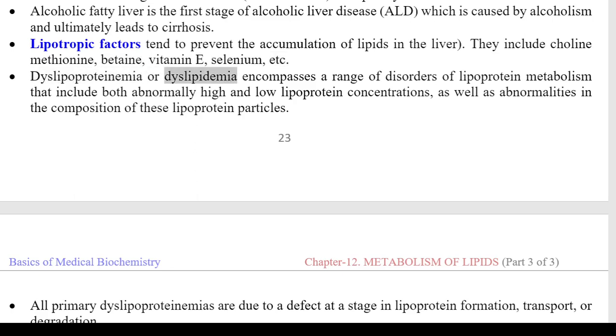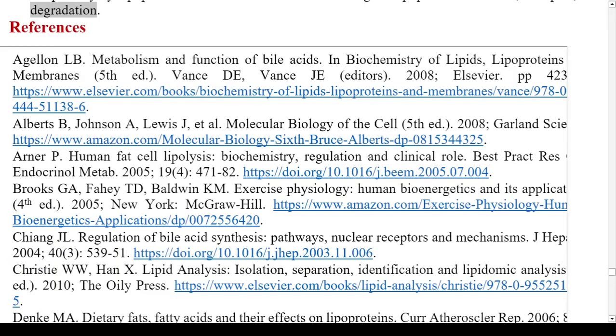Dyslipoproteinemia or dyslipidemia encompasses a range of disorders of lipoprotein metabolism that include both abnormally high and low lipoprotein concentrations, as well as abnormalities in the composition of these lipoprotein particles. All primary dyslipoproteinemias are due to a defect at a stage in lipoprotein formation, transport, or degradation.